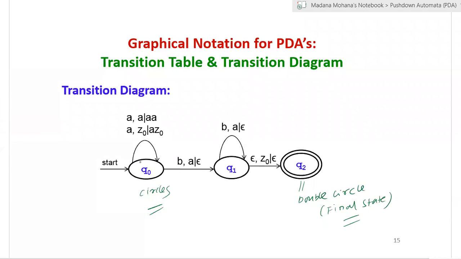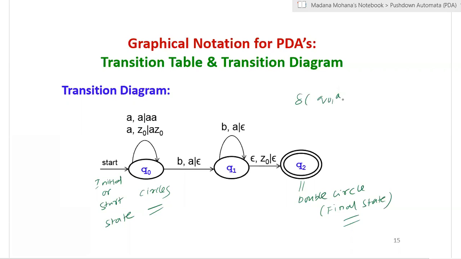Then the initial state is prefixed with an arrow and also labeled with start. So this is called the initial state or start state. This is also the same as in finite automaton. Then the transitions, you can see. The transitions are also the same, but here they include the stack contents also.